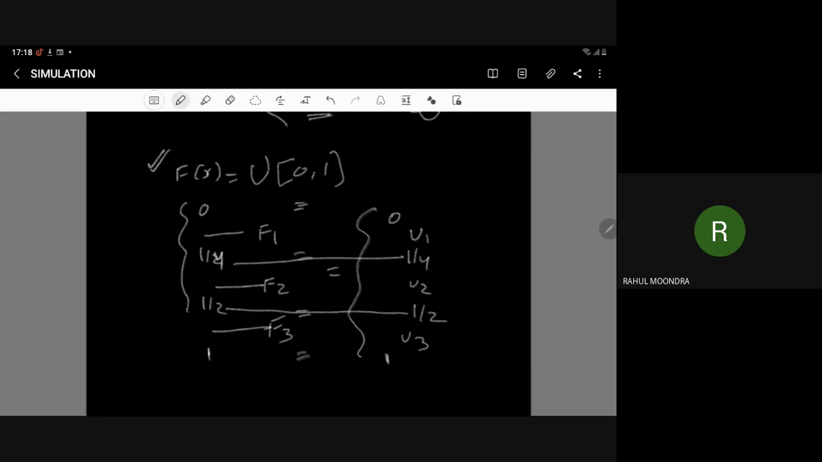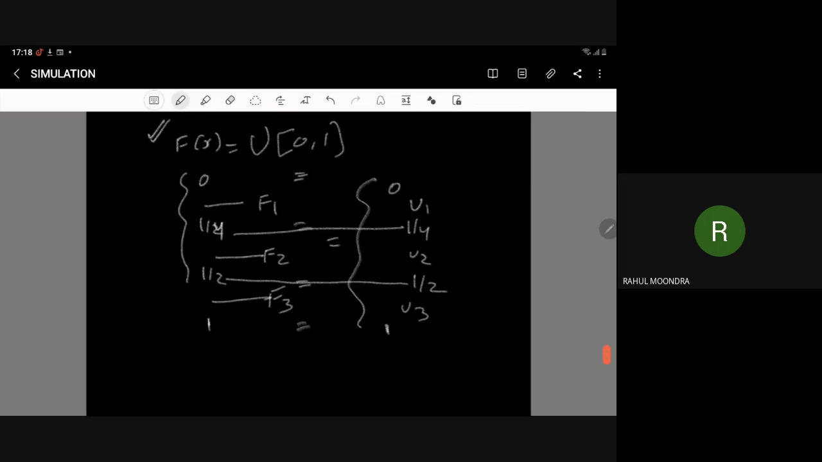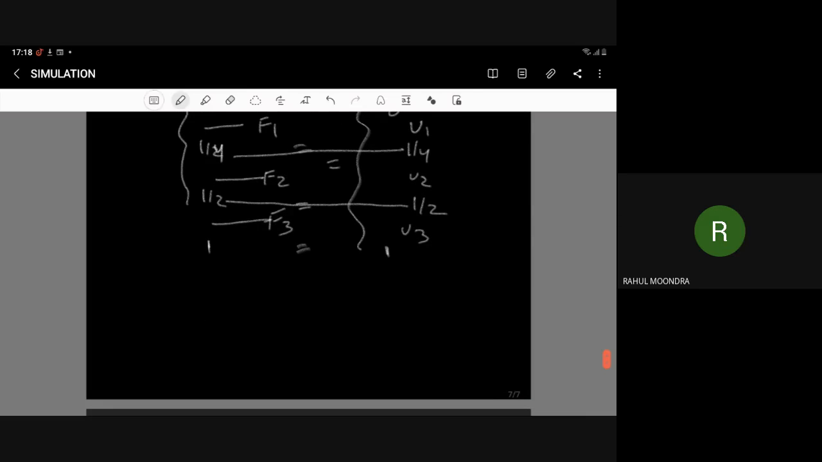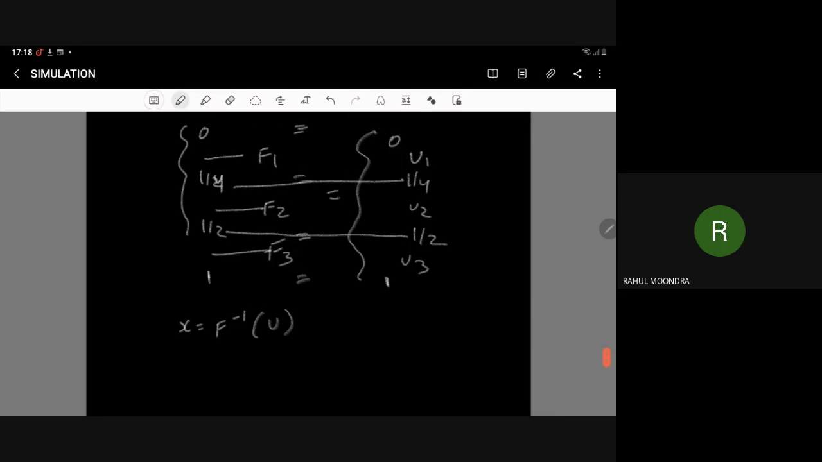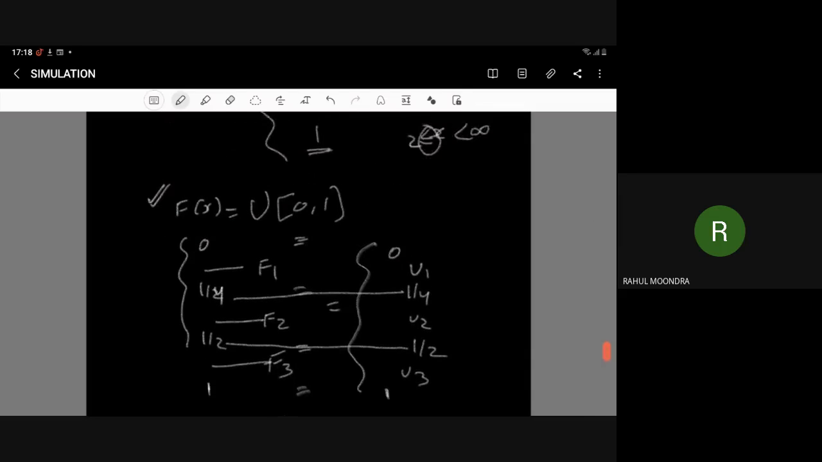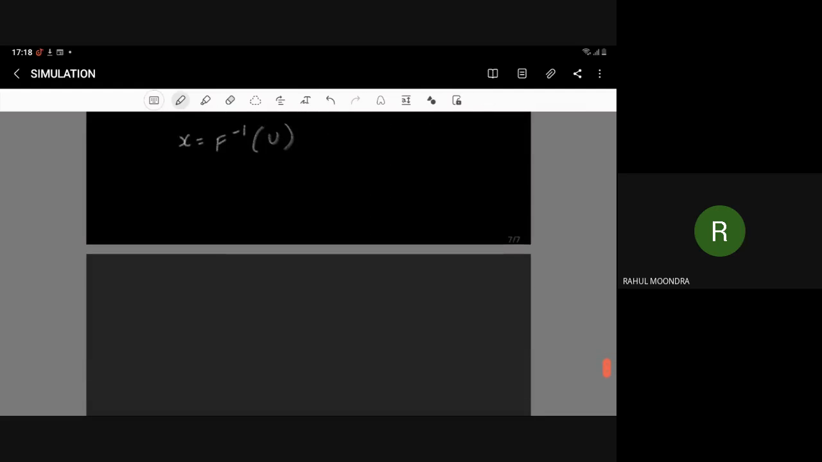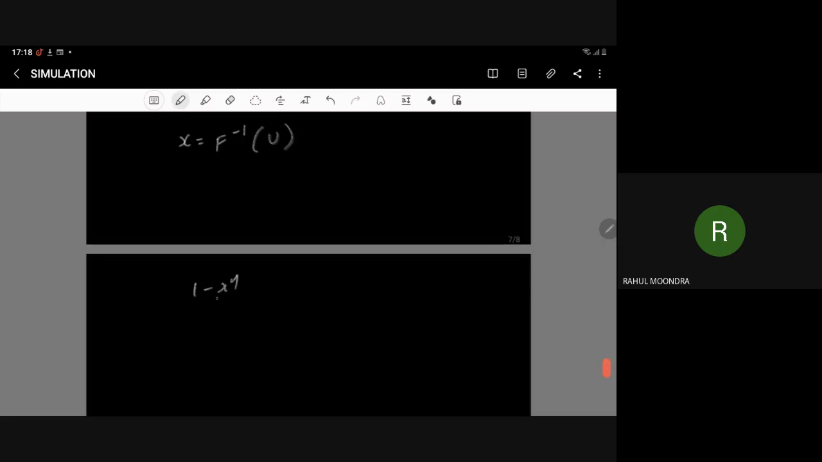Corresponding to f1, we have the random number u1. Corresponding to f2, we have u2. Corresponding to f3, we have u3. So how can we generate x? x is the inverse of f corresponding to u. F1 is 1 minus x to power 4, upon 4, is equal to u.